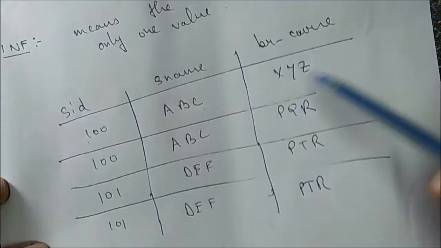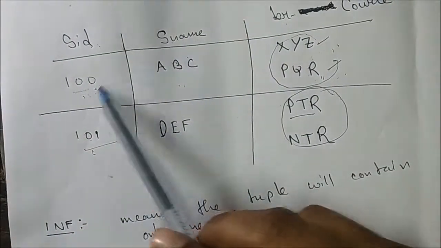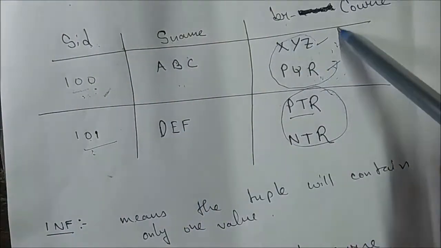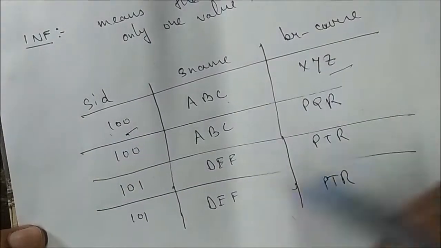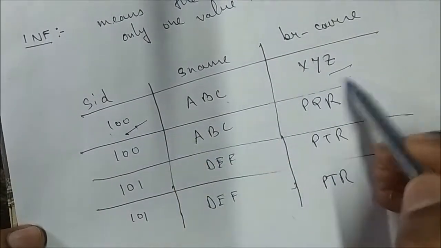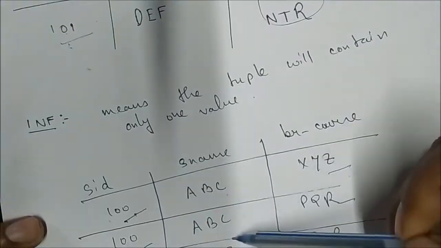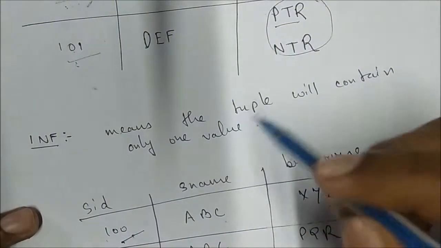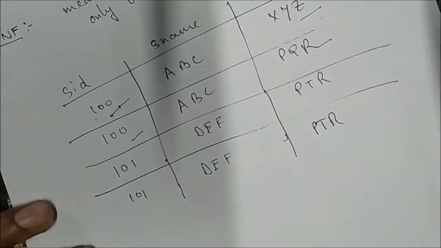Now see what is the difference between this table and this table. In this table, in one tuple, SID 100, we are containing two values. And in this table, one tuple is containing only one value. This is one tuple containing one value, this is one tuple containing one value. This is how we can convert into first normal form. But in the exam, when a functional dependency is given, it will always be in first normal form. So we have to find out about 2NF or 3NF.